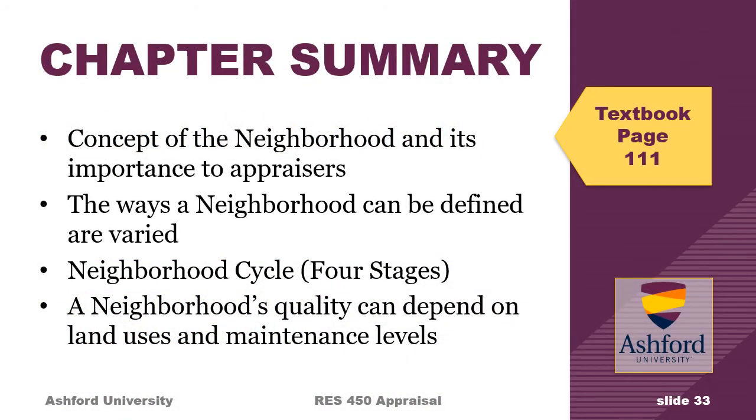Chapter Summary. Today we learned about the concept of the neighborhood and its importance to appraisers. We found out the ways a neighborhood can be defined are varied. The 4 stages of a neighborhood cycle were explained: development, stable, decline, and renaissance phases. A neighborhood's quality can depend on land uses and maintenance levels. The appraiser needs to be knowledgeable about the local neighborhoods and aware of various signs of changing neighborhoods.